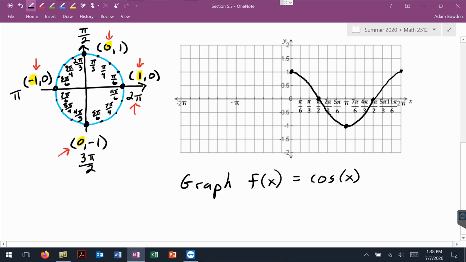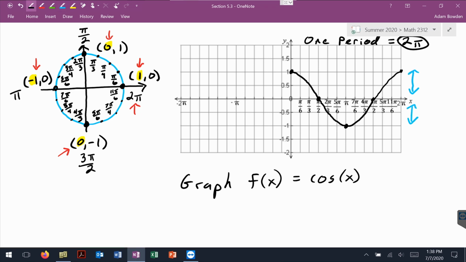So this would be what we call 1 period of cosine, which is still equal to 2 pi, same as it was with the sine function. We still have the amplitude, which tells us how far up and down this thing is going. So the amplitude is still 1 in this case.